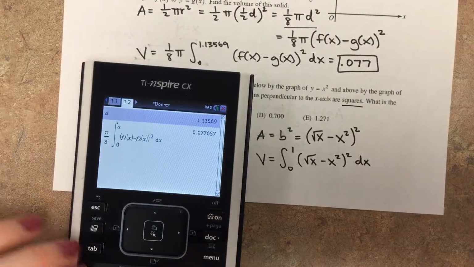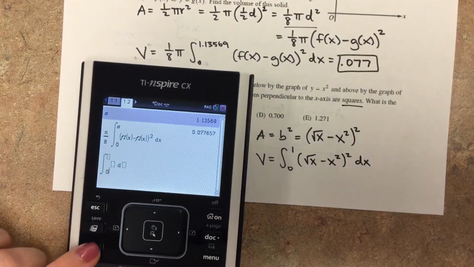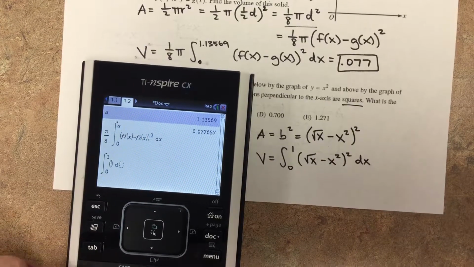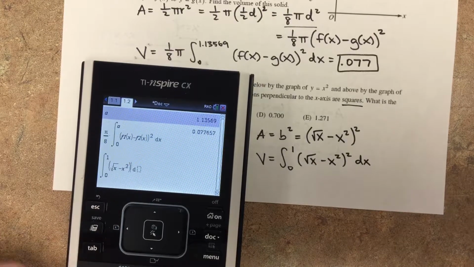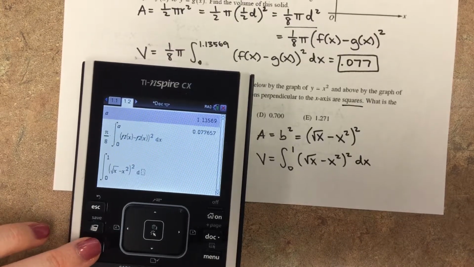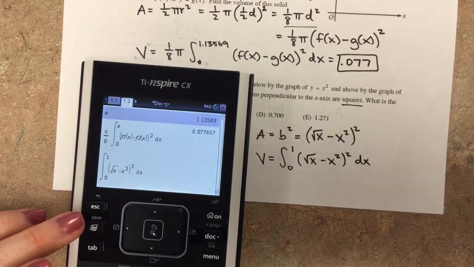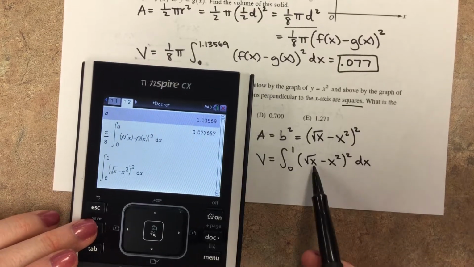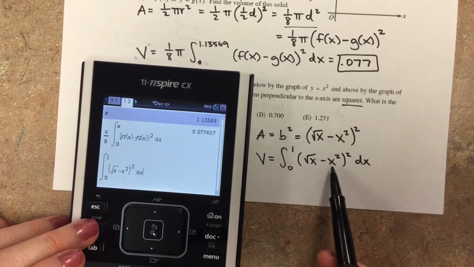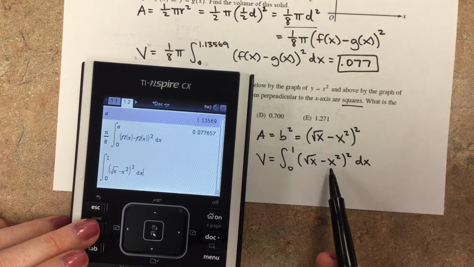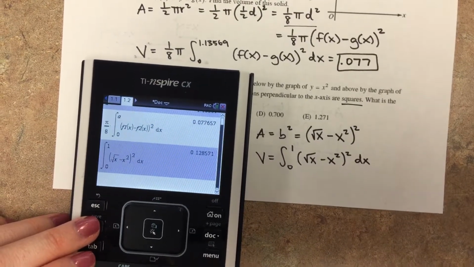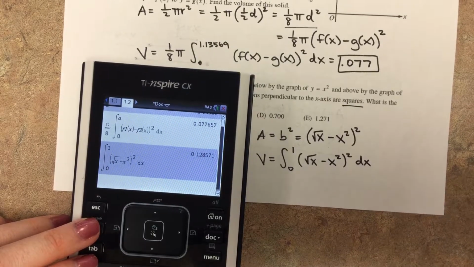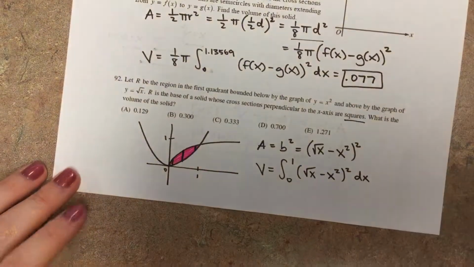All right, so we have 0 to 1, and then in parentheses I'm going to put the square root of x minus x squared, quantity squared. I'm hoping that I don't need to say this out loud, but we wouldn't even think of just squaring this and then just squaring this, right? Like x minus x to the 4th. We know that's not how squaring works. Good, okay. All right, so we get about 0.128 or 0.129. There we go.